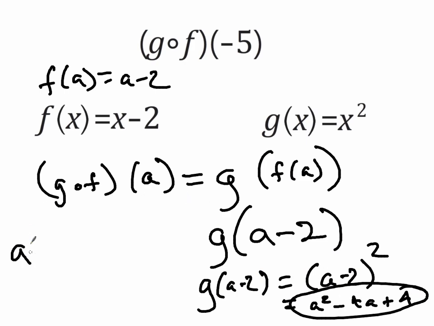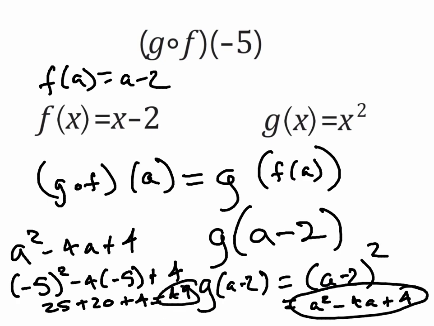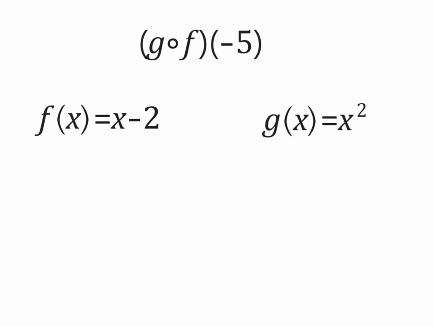And let's see if that gives us the same value for -5. Let's plug in -5 here. That's 25 plus 20 plus 4, which is going to be 49, which is what we had before, which is great. That's what we were hoping for.